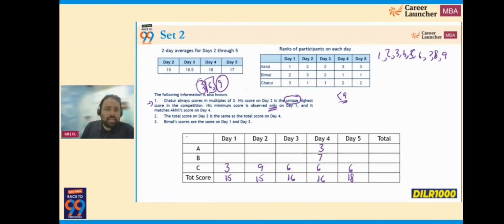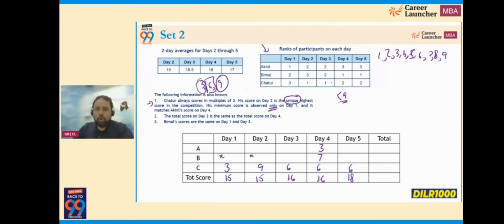Now they are saying Bimal scores are the same on day 1 and day 3. So Bimal का day 1 and day 3 same है X. अब मैं क्या करूँगा? अब मैं इस टेबल को तो देखा ही नहीं, रैंक्स पे आ जाते हैं. Ranks पे सबसे पहले look at a place where the ranks are equal. If it is equal, I know they have the same points. Right? They have the same scores.